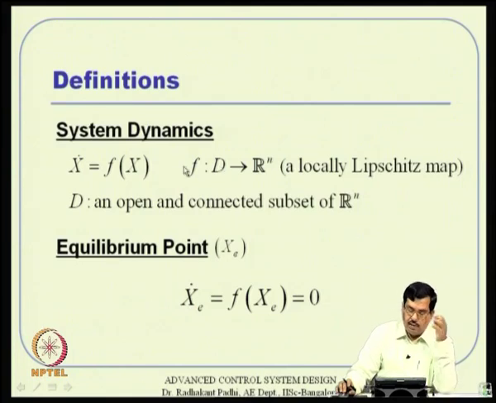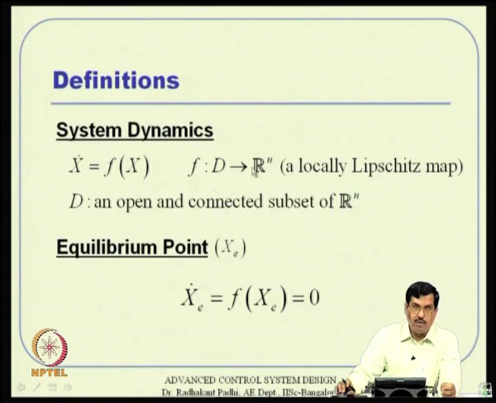Okay. And this function f that we are discussing is defined in a subset of R n, which is D. The function is defined on the domain D, and its range is in R n. So, it can start from D and the mapping can be in the entire R n space, where D is supposed to be an open set as well as a connected set. We will see what we mean by open set and connected set in the next slide.